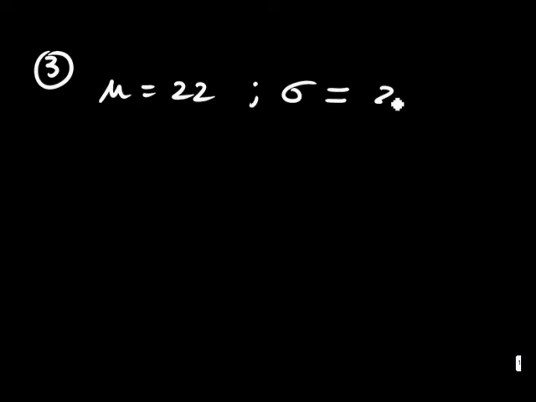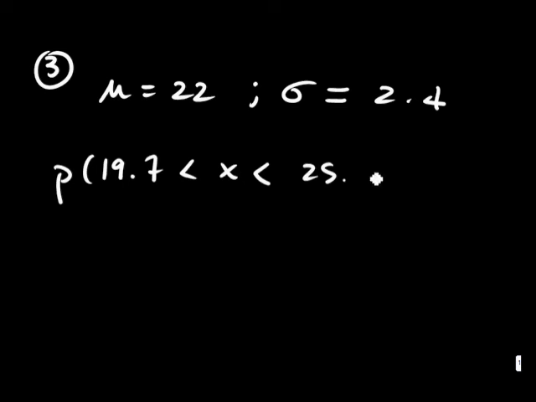Question 3. The mean here is 22. The standard deviation is 2.4. X is a normal distribution. They want to know the probability that 19.7 is less than X, which is less than 25.3.